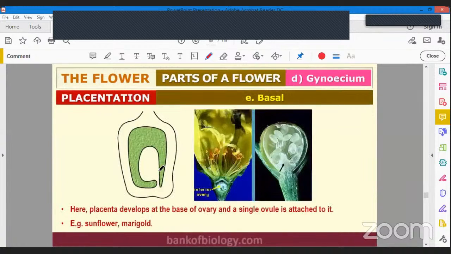So we go to the next one. Basal placentation. Here the placenta develops at the base of the ovary with a single ovule attached to it. Examples: sunflower and marigold. So it is attached at the bottom in the ray florets. So look at this.